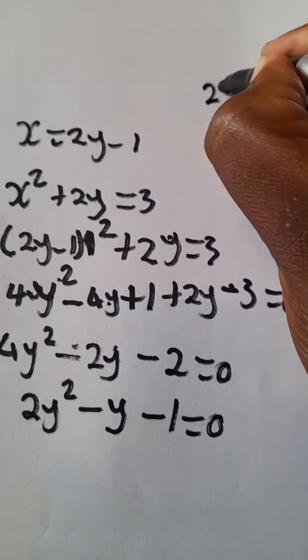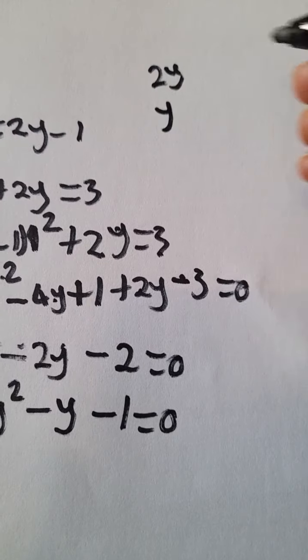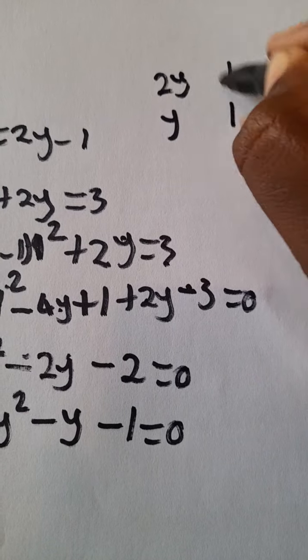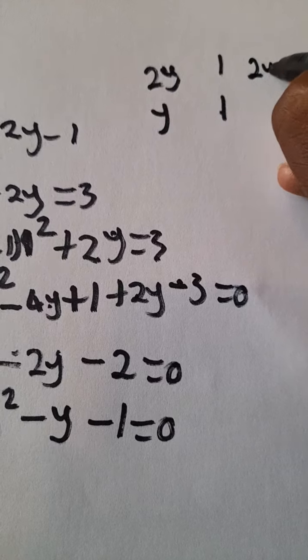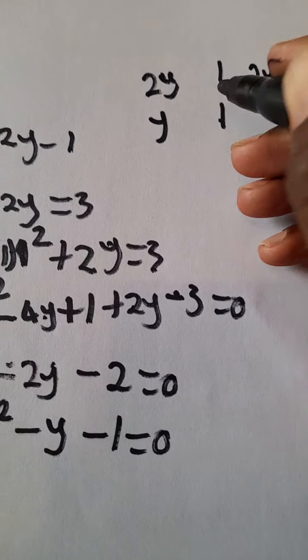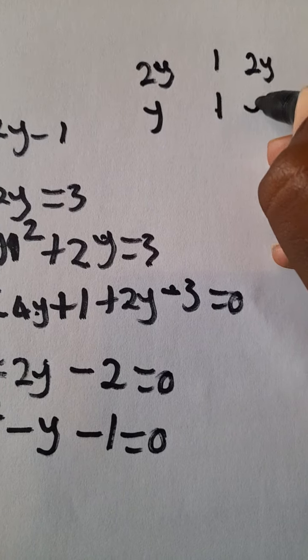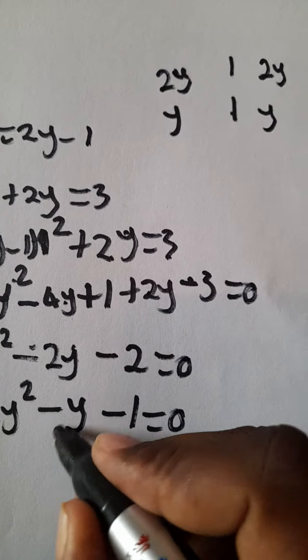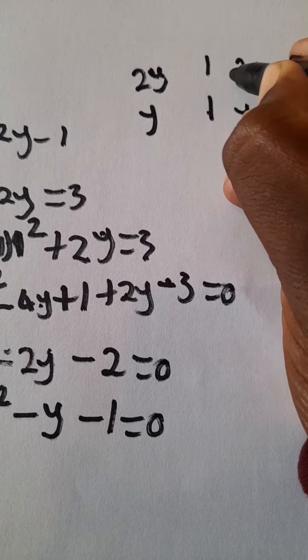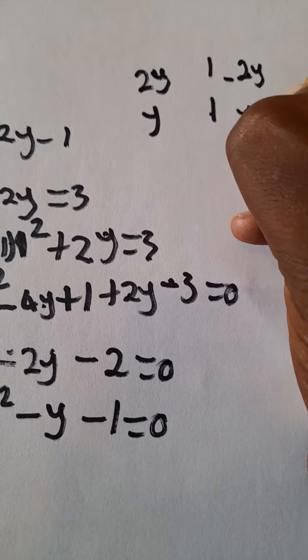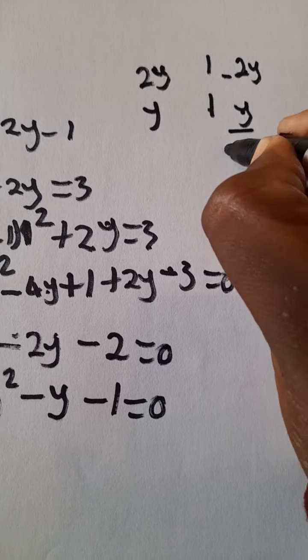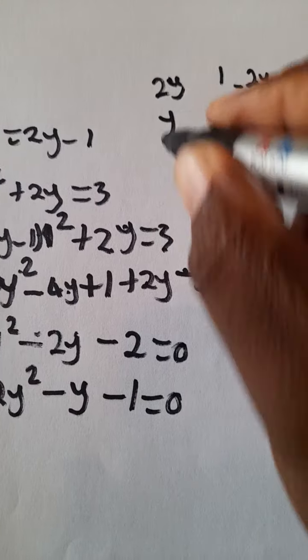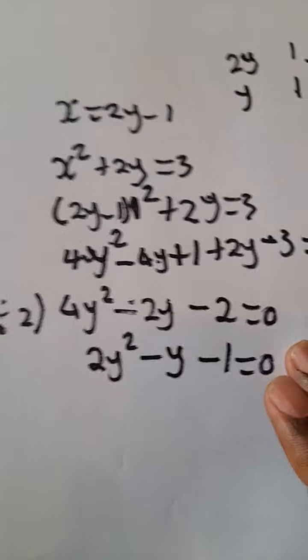Let's say, since we have 2y squared there, it will be 2y and y. The factors are 1 and 1. 2y multiplied by y, it's 2y. 2y multiplied by 1, it's 1. Y multiplied by y, it's y. So for us to get negative y, let's make the biggest number have a negative sign here. Negative 2y plus y, that will be negative y. So these factors are suitable to use.